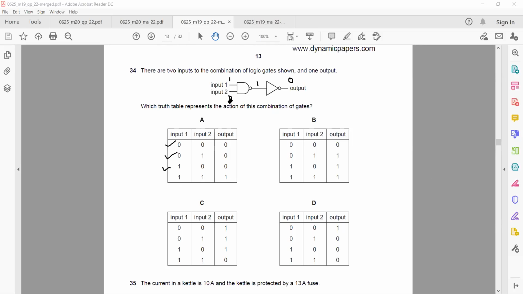When you check the fourth statement, 1 and 1, output of AND is 1, but because it's a NAND, it will make it 0, and 0 passes through the inverter, it will make it 1. So it means truth table A is the right answer. The other truth tables are not correct because only one of them is the right answer. So you check when both inputs are there and the final output, this matches with the combination of this circuit.